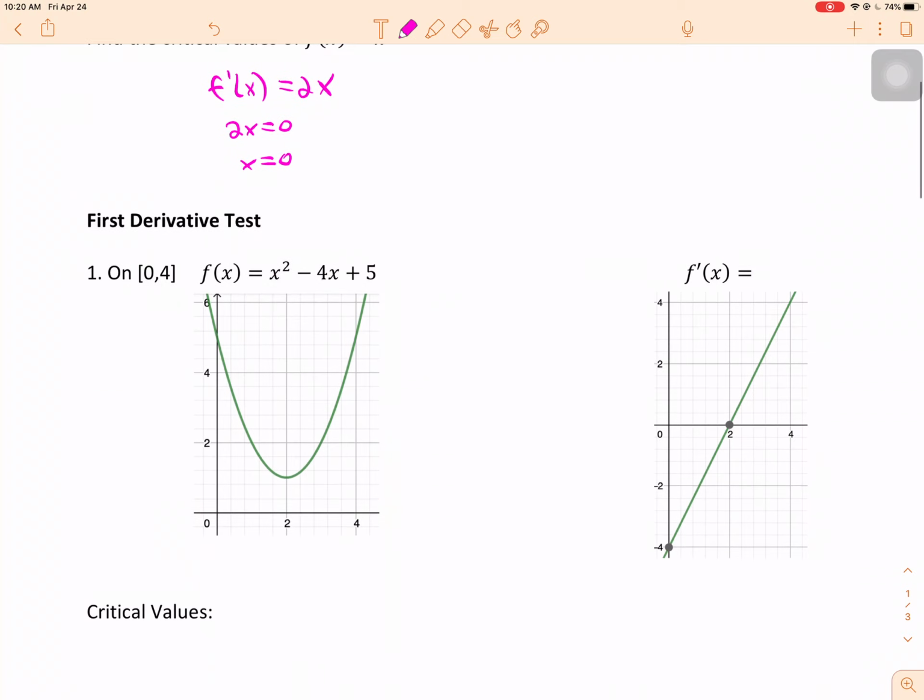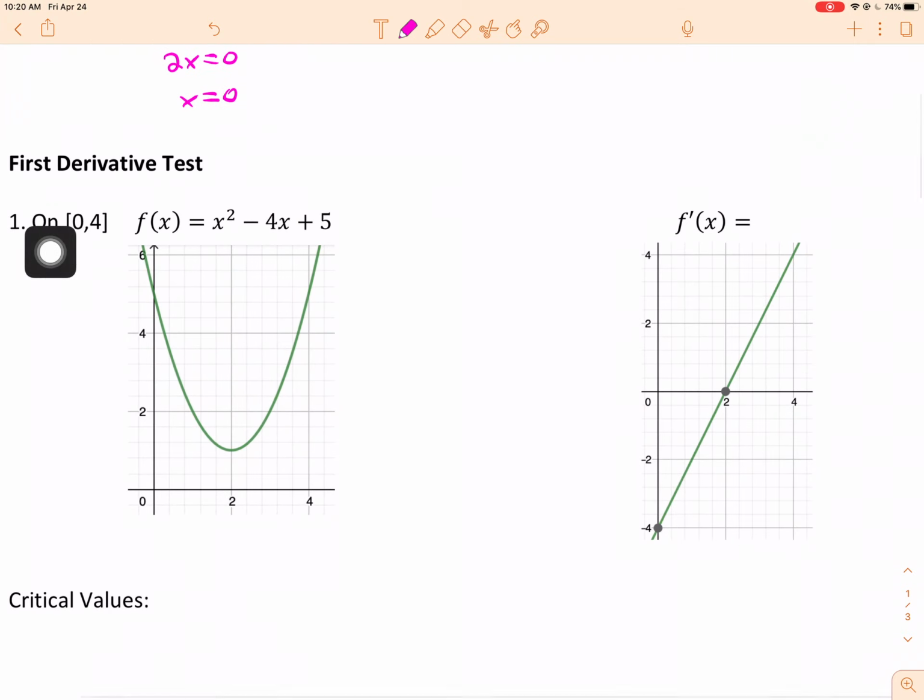Okay, so now let's take a look here. Over the interval from 0 to 4, first off, I don't know why the graph keeps going. It's supposed to stop right here. From 0 to 4, so it's also supposed to stop right here. F of x equals x squared minus 4x plus 5. Nice parabola, right? Upward facing parabola.